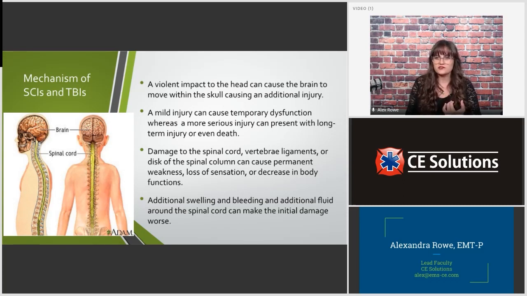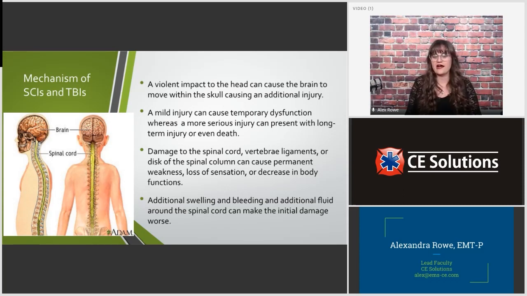Again, sport injuries, maybe that might be more on the minor side. I mean, there are a lot of kids that take hard hits, especially during football, and that could actually paralyze them. But when hitting their head, they have helmets on and stuff like that, so that might be a little bit more on the mild side. A more serious type injury could be due to a car accident or a fall from a significant height, right? Damage to the spinal cord, vertebrae, ligaments, or the disc of the spinal column can cause permanent weakness, loss of sensation, or decrease in body functions.